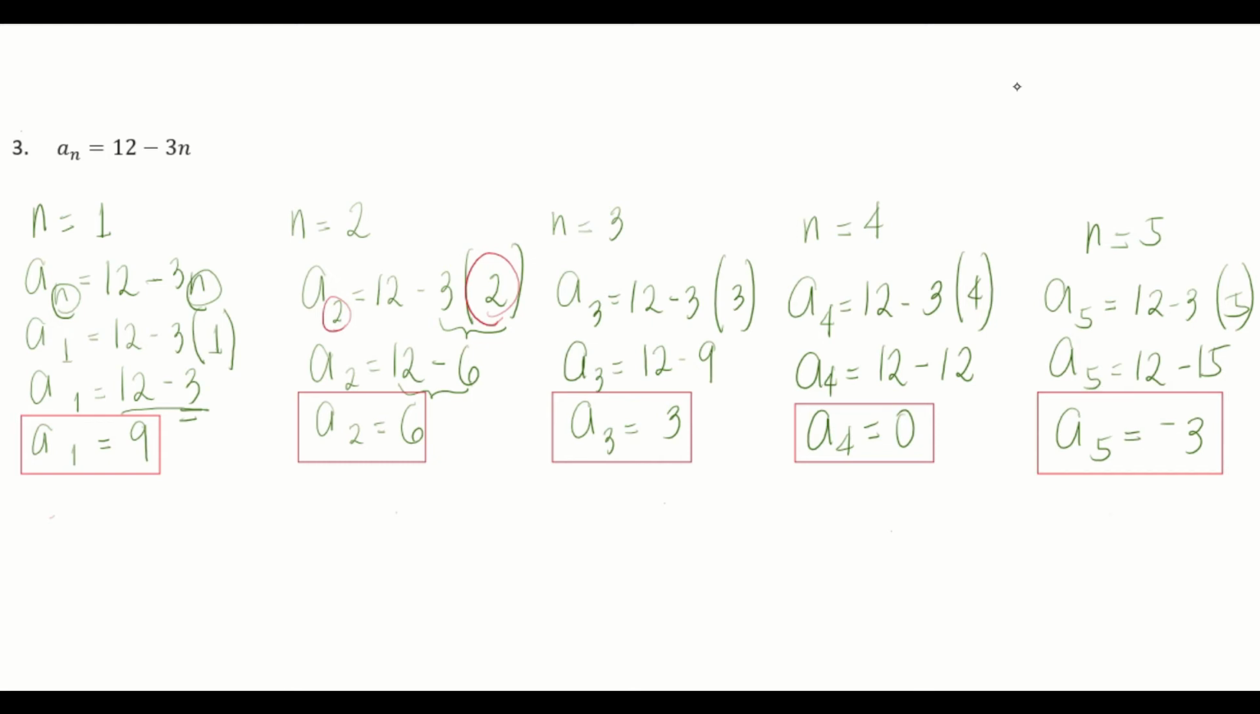So from our general term, a sub n equals 12 minus 3n, our first 5 terms are 9, 6, 3, 0, and negative 3.